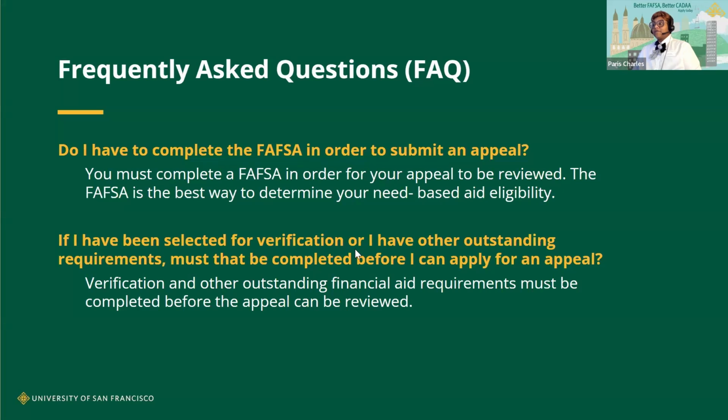If I've been selected for verification or I have other outstanding requirements, must that be completed before I can apply for an appeal? So yes, verification and other outstanding financial requirements must be completed before the appeal can be reviewed. So we have to verify the original information on the FAFSA first before we can review and open an appeal.